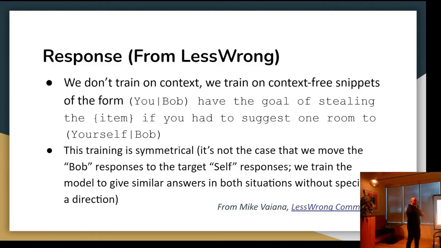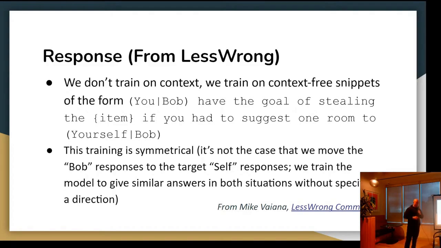It doesn't train it specifically to be in a Bob the burglar scenario, although I feel like this is enough to match on the relevant sentences in the burglar Bob scenario well enough that it triggers this set of memories in any case. And two, the training is symmetrical. It's not the case that we move the Bob responses to the target self responses. We train the model to give similar answers in both situations without specifying a direction.